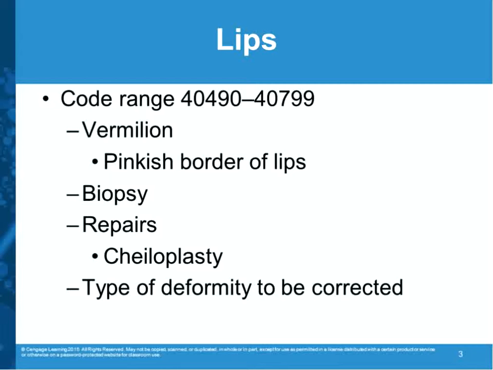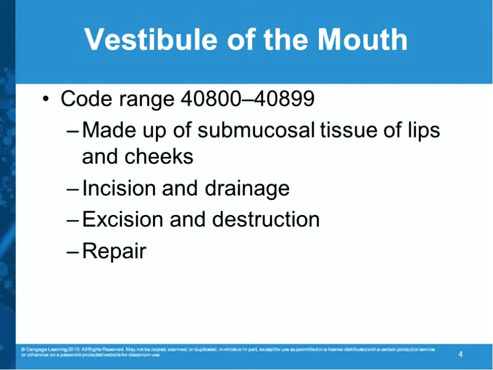All right. Then it ends up there in your other procedure section. You have an unlisted procedure code 40799. Now, after your lips, it goes to the vestibule of the mouth. That's starting off with your code 40800. Here that includes your mucosal tissue and your submucosal tissue of your lips and your cheeks. Those are the components that make up the vestibule of your mouth.